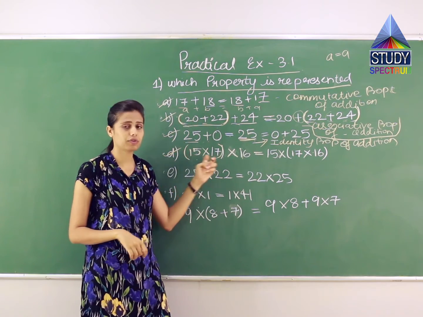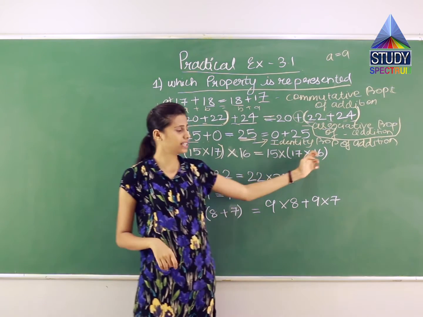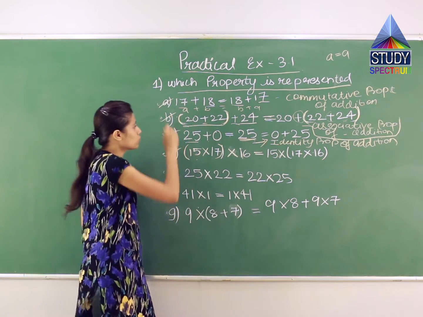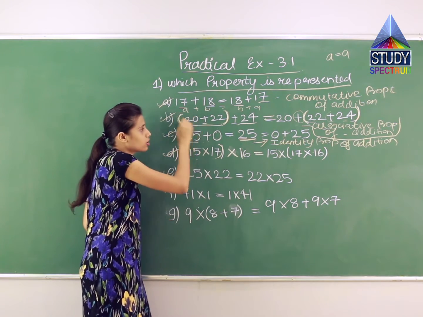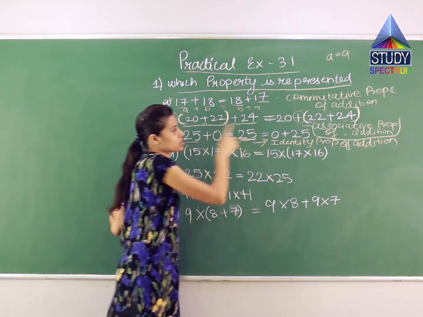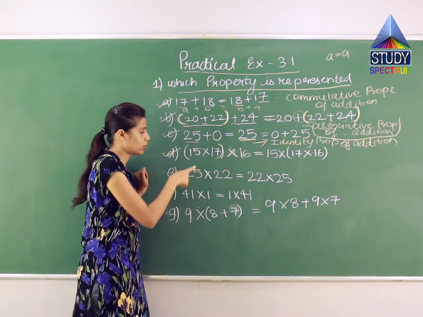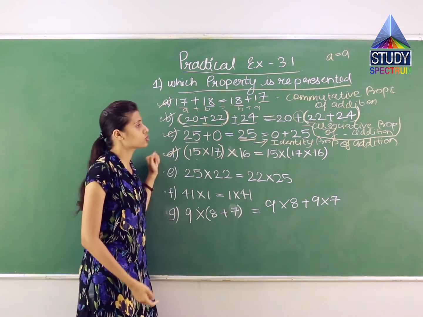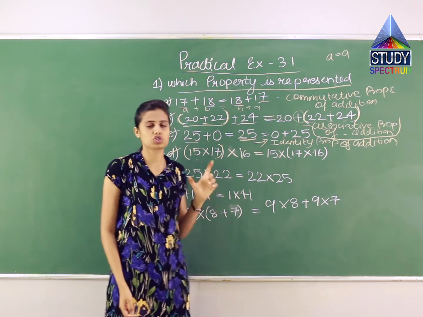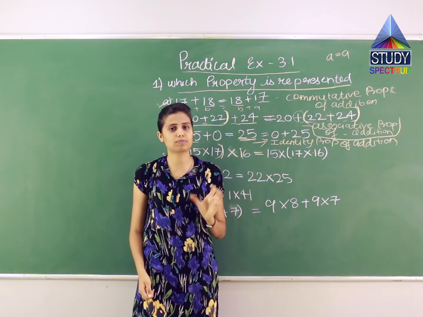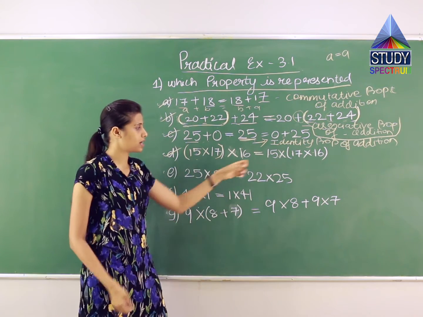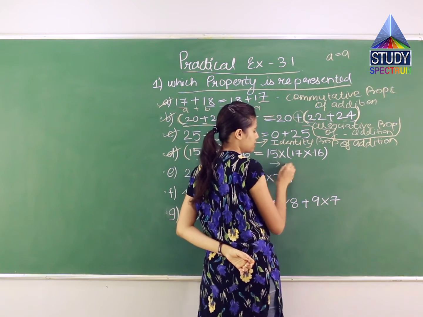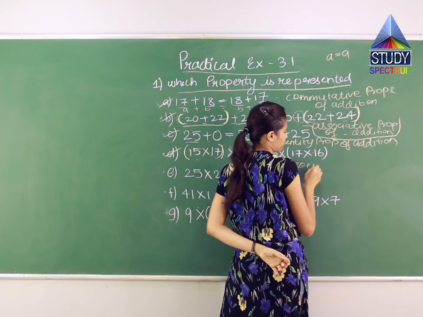Can you see, earlier the bracket was outside 15 and 17, now it is outside 17 and 16. The position of the bracket is shifted, similar to the earlier question. Over here also the bracket was outside 20 and 22, which was shifted to 22 and 24. So which property is this? This is associative property, which says that bracket placement does not matter. Wherever you place it, the answer will be the same, represented by the equal to sign. So this property is associative property.